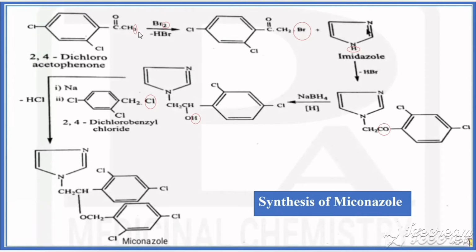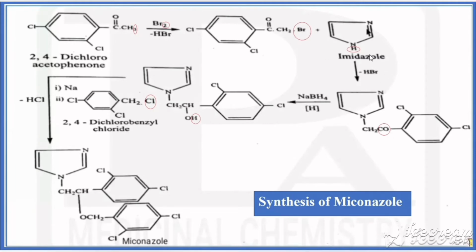Here in that CH3 one hydrogen would be taken and that combines with one Br from Br2 and that is removed as HBr. That's why the left Br is attached with the CH2 and we are getting CH2Br here. So now we are having bromo derivative.